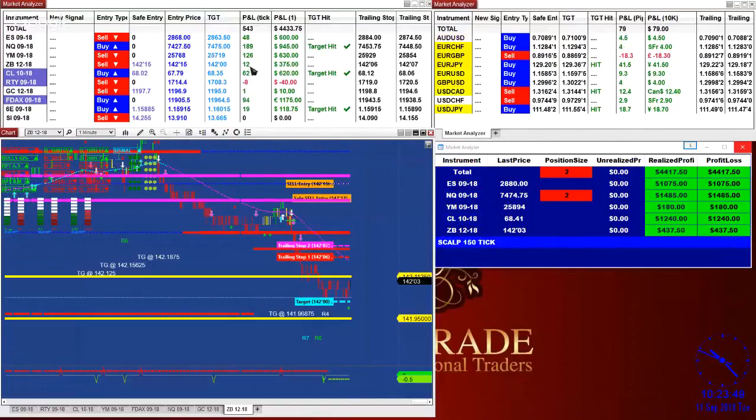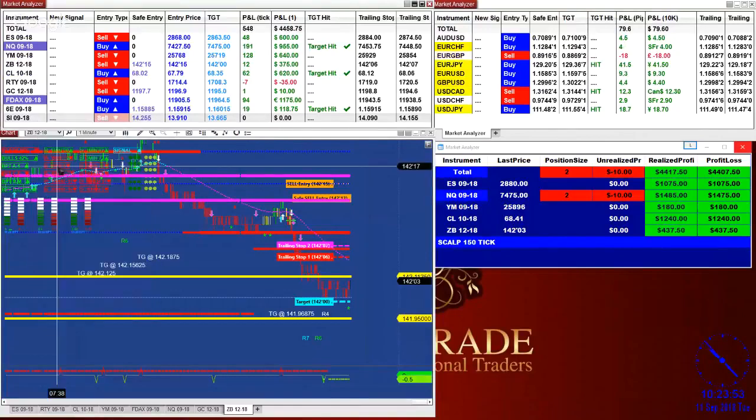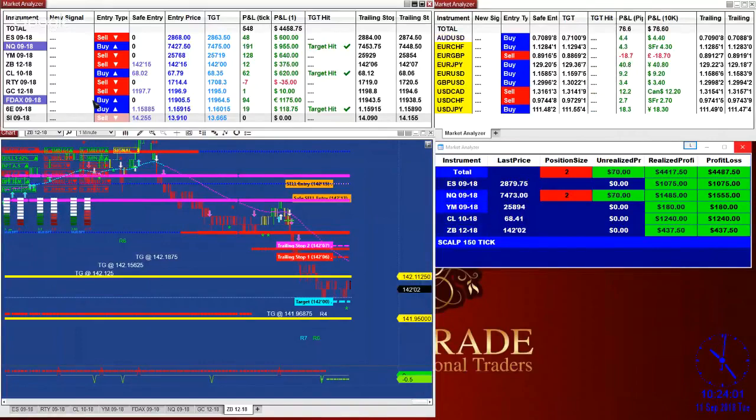For the ones who just joined us today, this is the first time. What we are doing is sharing our signals. You're very welcome to copy the signals. The entry signal will be in the first column, and then the direction, and then the entry and the target.